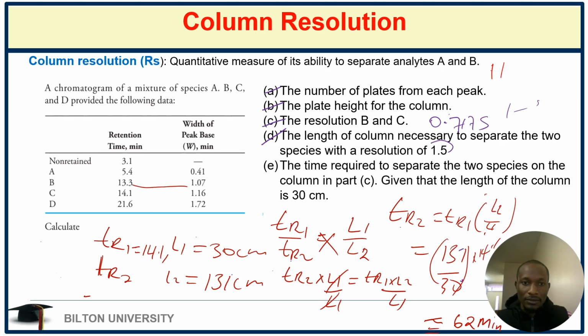So you can see that the longer the column length, the more time an analyte spent within the column, and the shorter the length of the column, the shorter the time the analyte spent within the column. So you can clearly see that the longer the length of the column, the more the analyte will be retained, and the shorter the length of the column, the less time the analyte will spend within that column. So that's how you can attempt these questions.